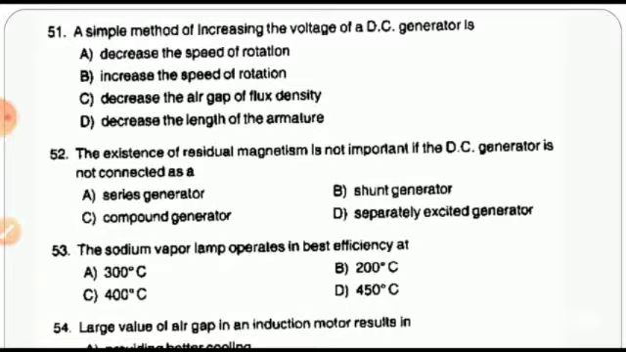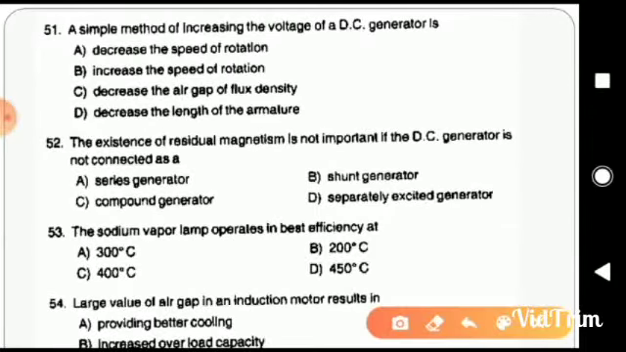A simple method of increasing the voltage of a DC generator is. We know that the back EMF of a DC generator is proportional to speed and flux. So if you want to increase the voltage of a DC generator, all you have to do is increase the speed of rotation of the particular DC generator. So option B is the correct answer.